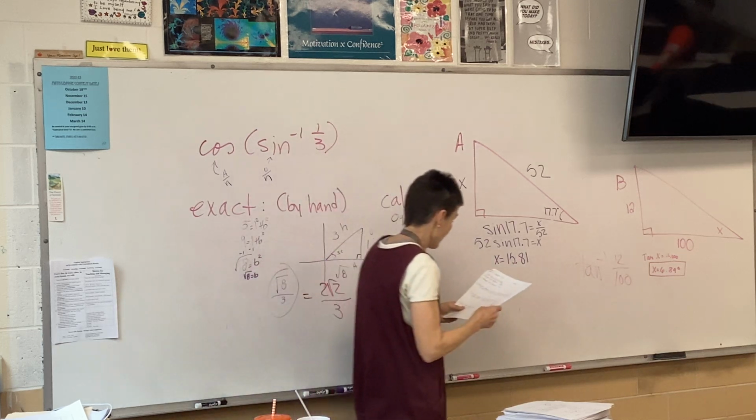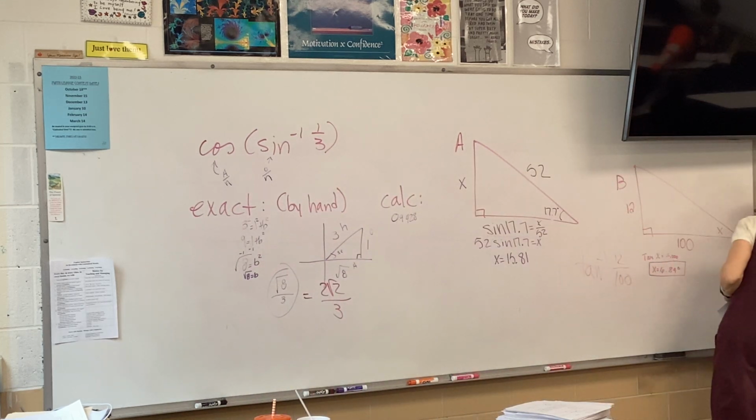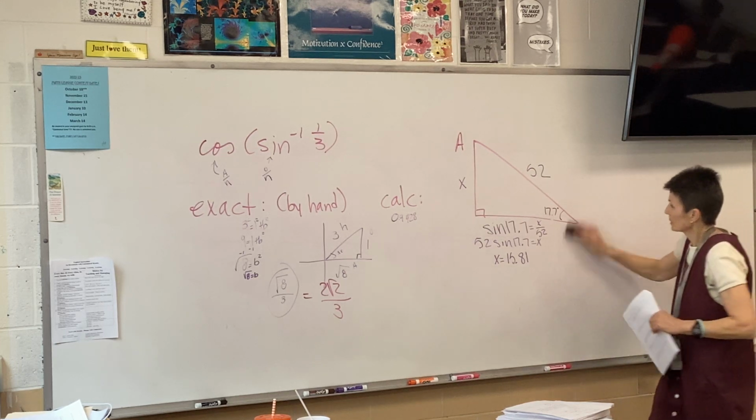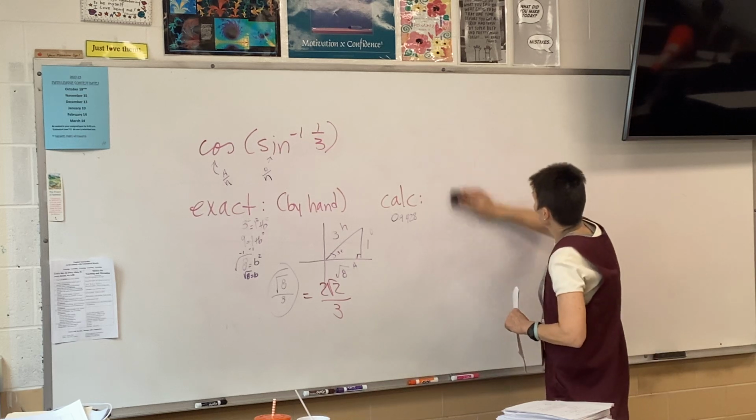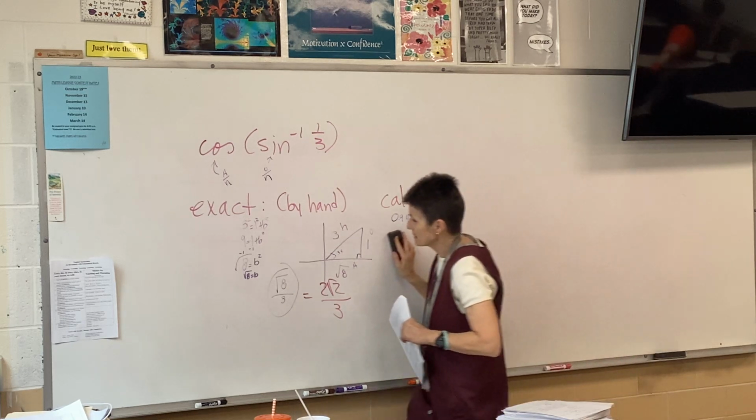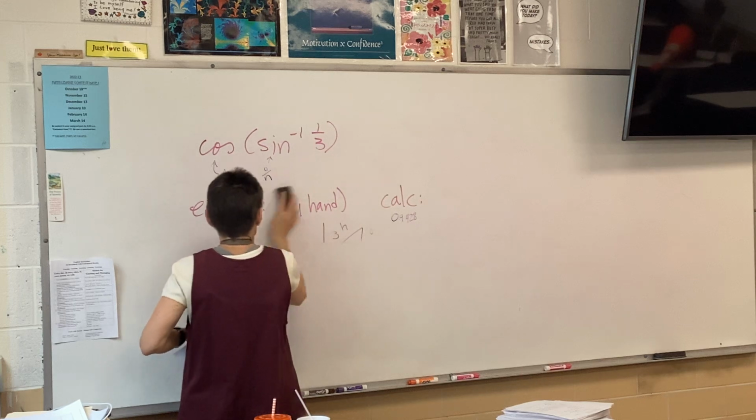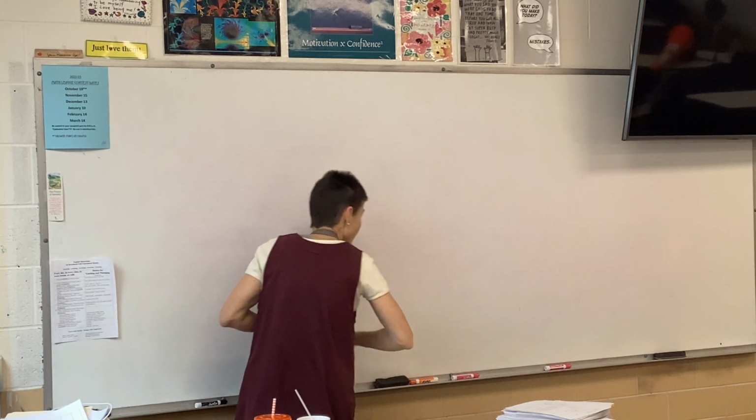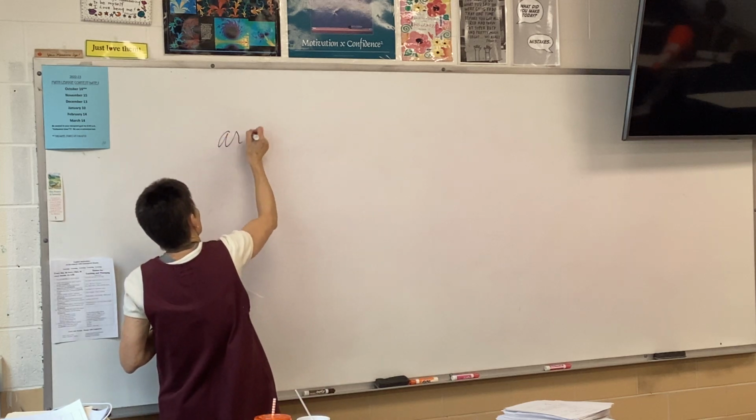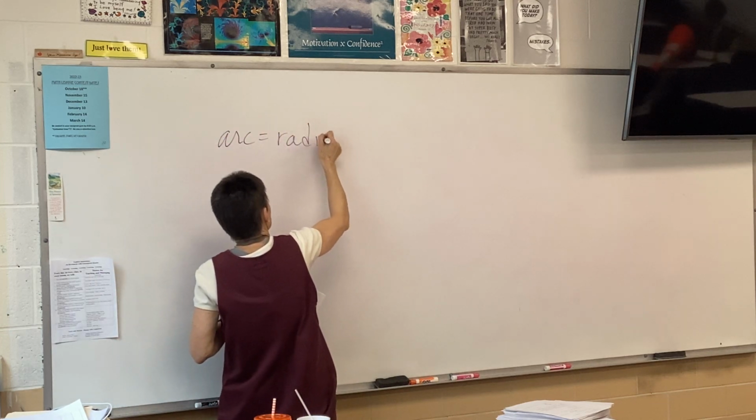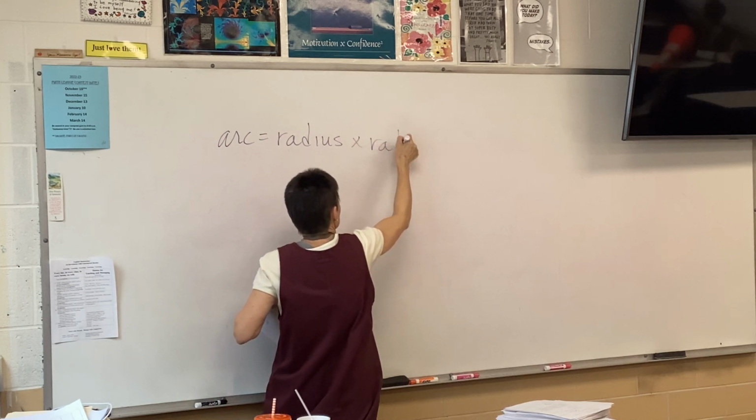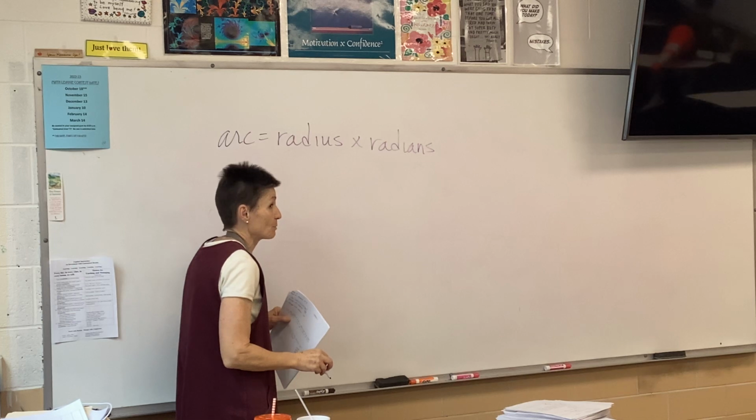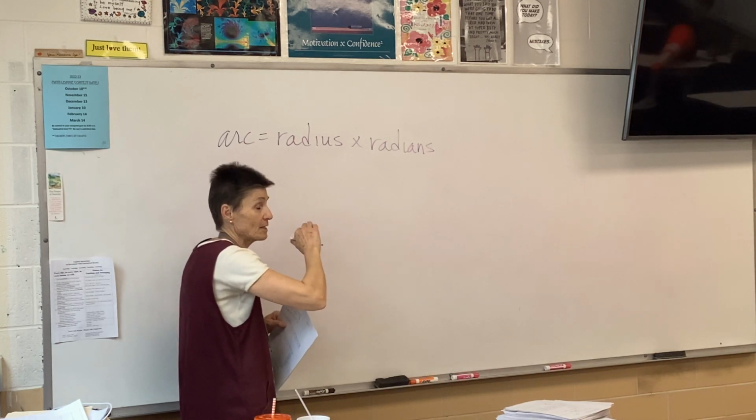Number 3. This is our find the measure of the arc problem. So when we have to find the measure of an arc, what pops into your head? What should pop into your head? Radius times radians. This is how you're always going to find the measure of an arc. It's real simple. A simple multiplication.